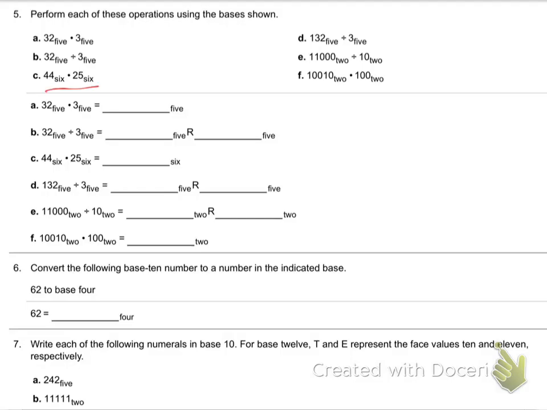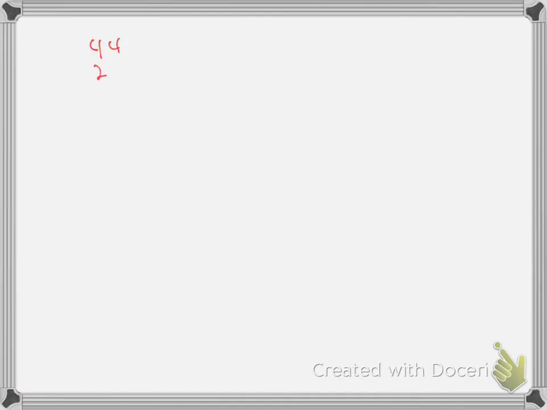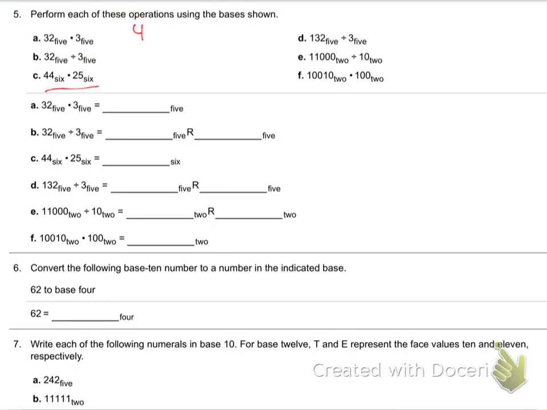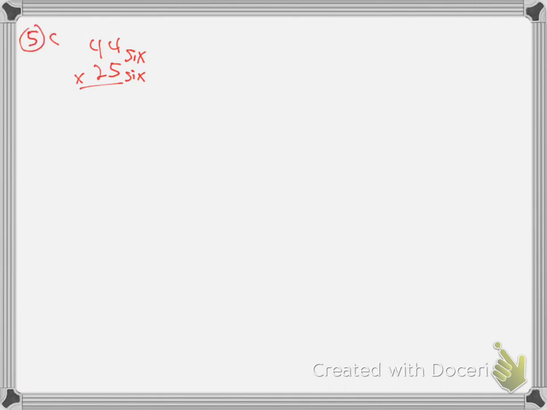So part C, going to multiply those. I'm going to go to a fresh screen. 44 times 25, base 6. And this is number 5C. Okay, let's do it. 4 times 5 is 20. Now you've got to remember we're in base 6 now. Let me go down here and write base 6. You start with 1 and you go times 6.